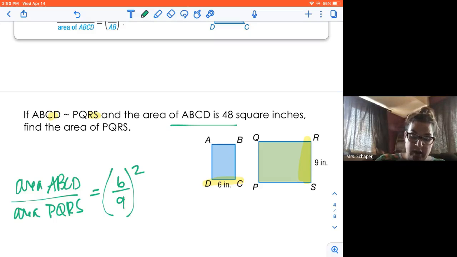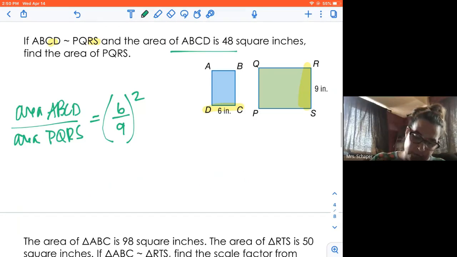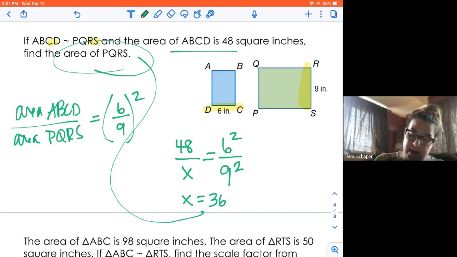So if the area of ABCD is 48, then 48 over X is equal to 6 squared over 9 squared. When I multiply that out, I'm going to have 81 times 48, and I'm going to divide by 36. So X is equal to 36. The area of PQRS is 36 inches squared. Good times.